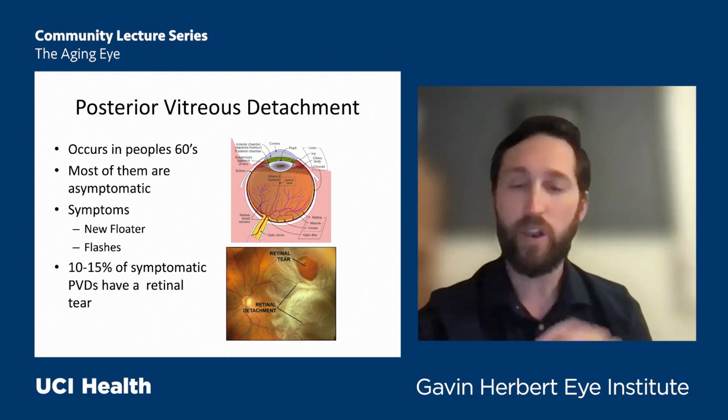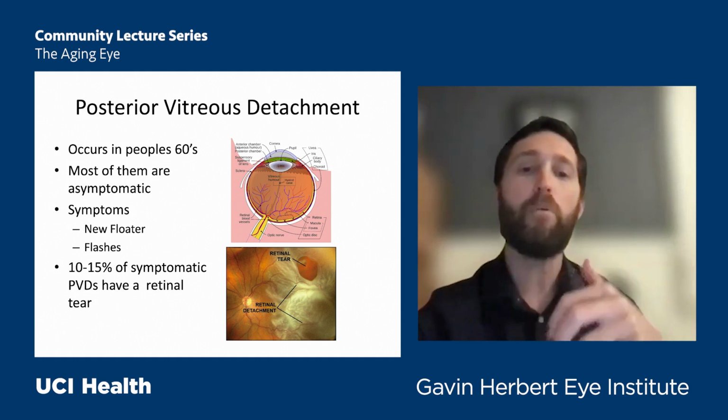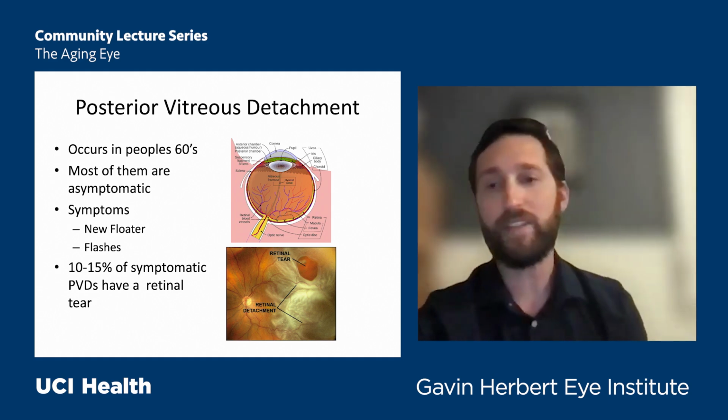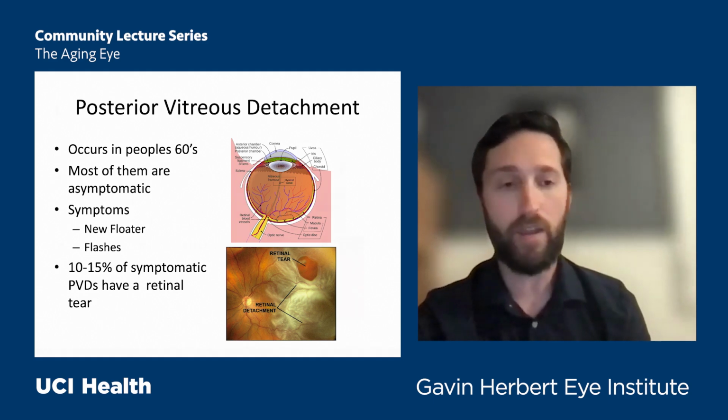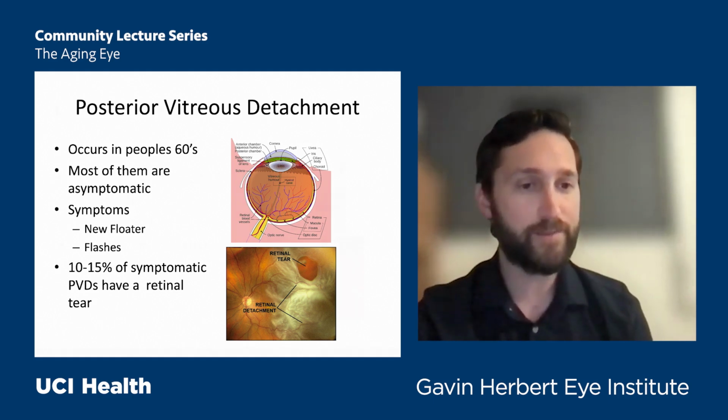And then after the hole is created, fluid can get into the hole and pull off the retina that's supposed to be attached to the back part of the eye. And that's more of an emergency situation where we've got to put the retina back on. Okay, go to the next slide.